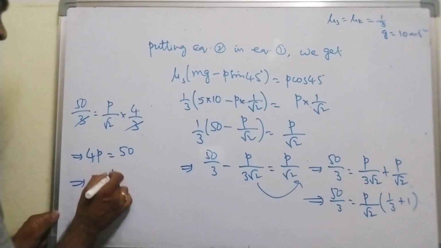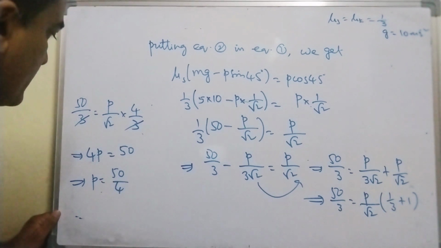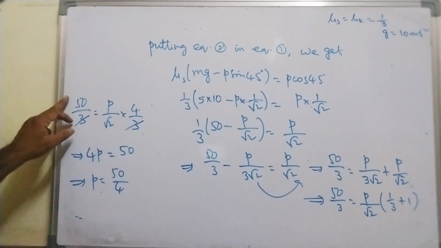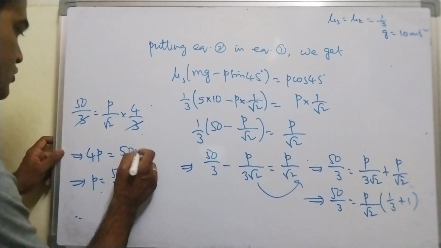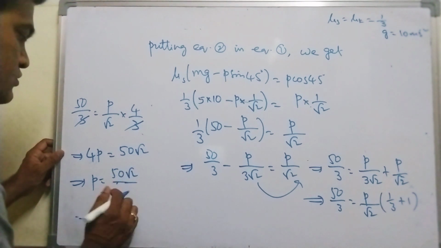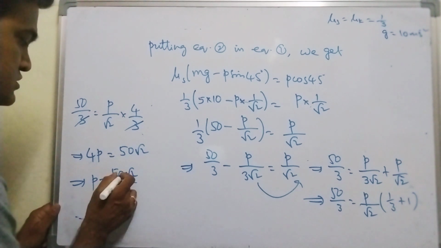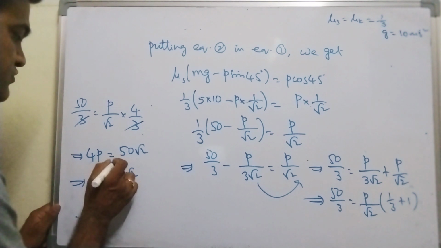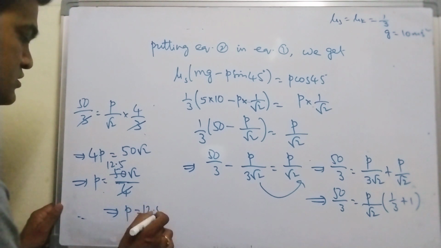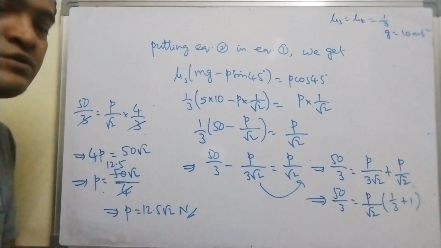From this p is equal to 50 divided by 4, and root 2 is also there, right? So 50 root 2 by 4, which comes out to be 4 ones are 4, 4 12s are 48, 12.5. So I am getting the value of p as 12.5 root 2 Newton. 12.5 root 2 Newton is the answer.